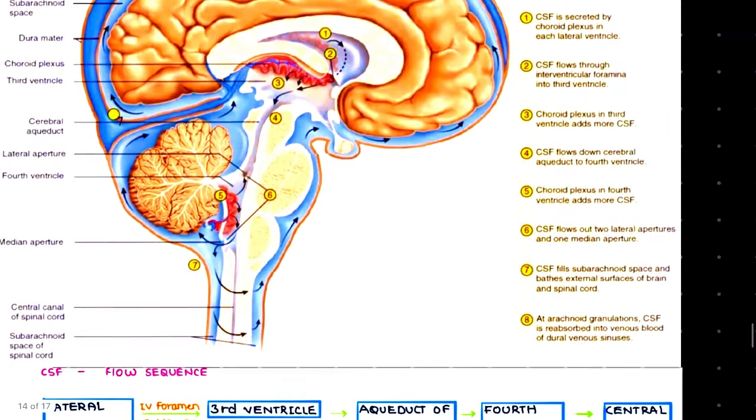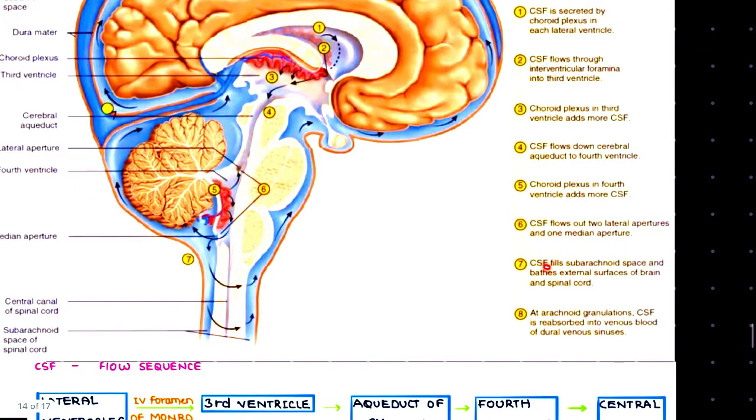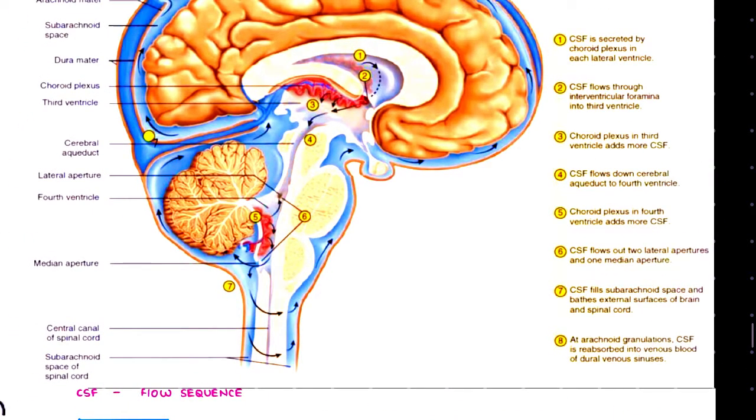After this, CSF fills the subarachnoid space. Now what is the subarachnoid space? You can see these are the subarachnoid spaces, right? Subarachnoid space of the spinal cord and brain.